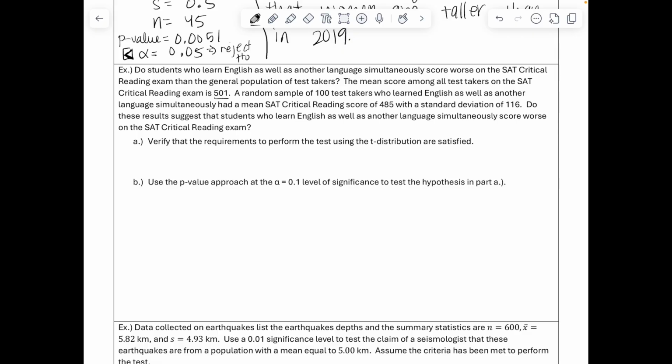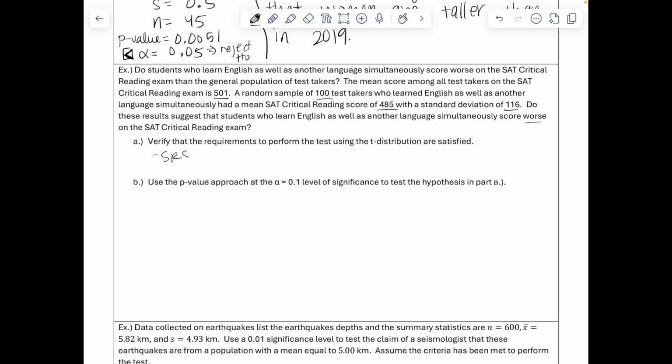It says a random sample of 100 test takers who are learning English as well as another language simultaneously had a mean reading score of 485 and a standard deviation of 116. Do these results suggest that students who learn English as well as another language simultaneously score worse on the SAT critical reading exams? So the first thing on here says to verify that the requirements have been met.